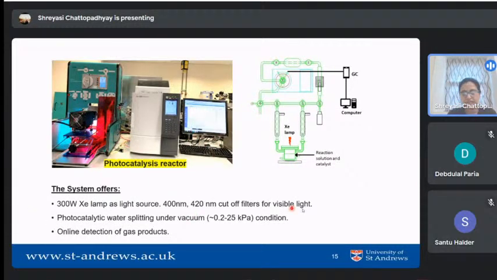These are some experimental conditions that we are using. We are using a xenon lamp that has light wavelengths from UV to IR range. But if someone wants to work in the visible range, then they can use a filter which removes light below 400 or 420 nanometers, so that they can work under visible light. Since solar light has maximum visible light and UV light is, I think, only 4%, people are trying to make catalysts that are active under visible light.